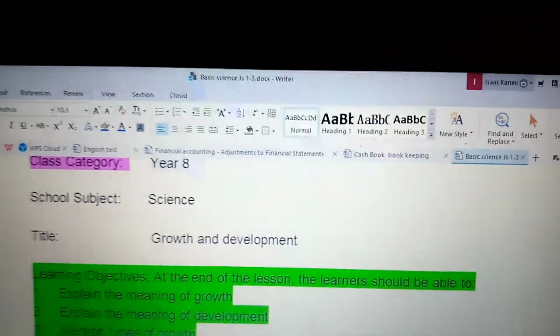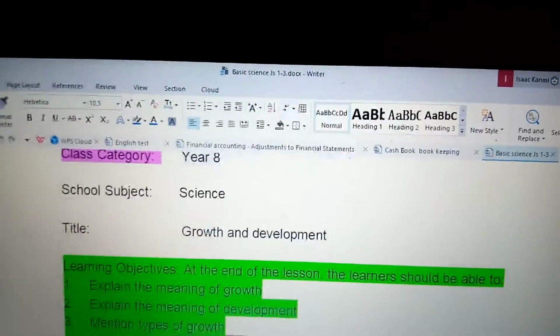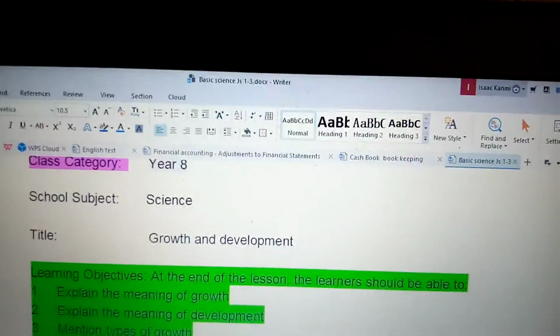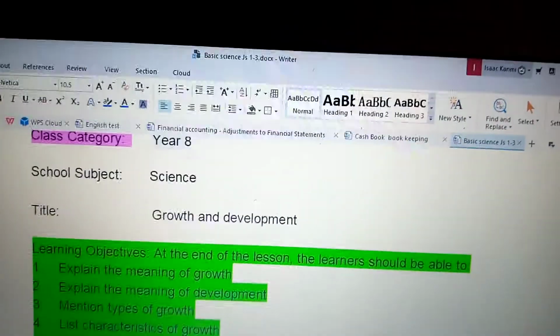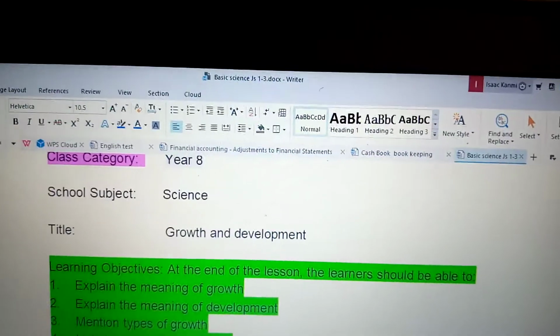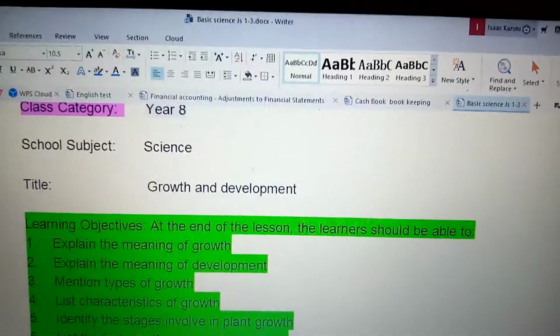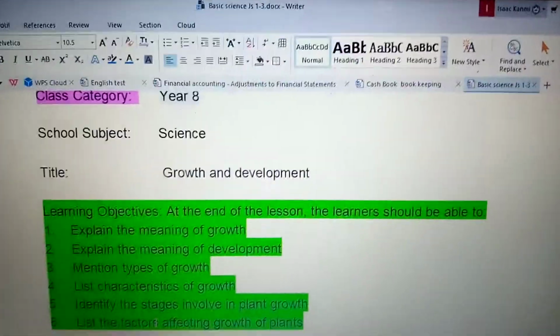And we'll be looking at biology as part of our science. Remember, science is made of three parts, which are biology, chemistry, and physics. We'll be looking at biology in this lesson. And the title of our discussion this morning is growth and development.